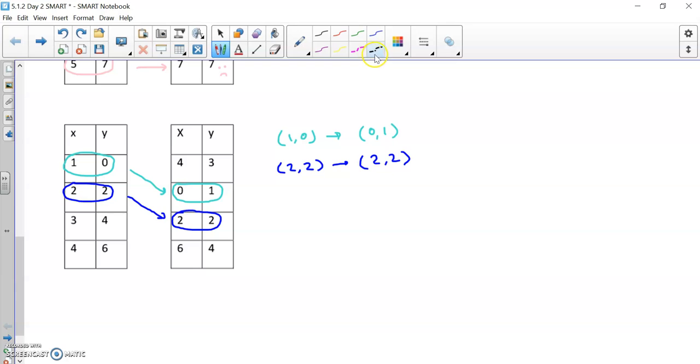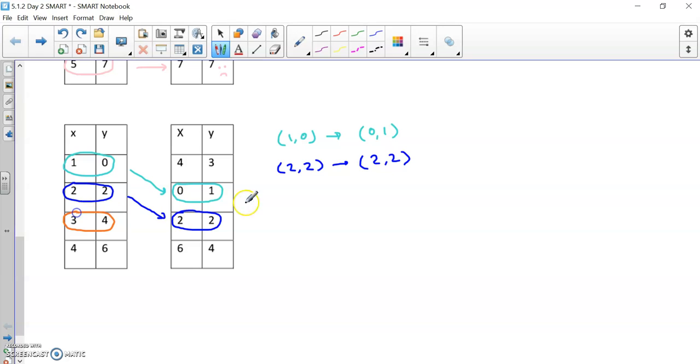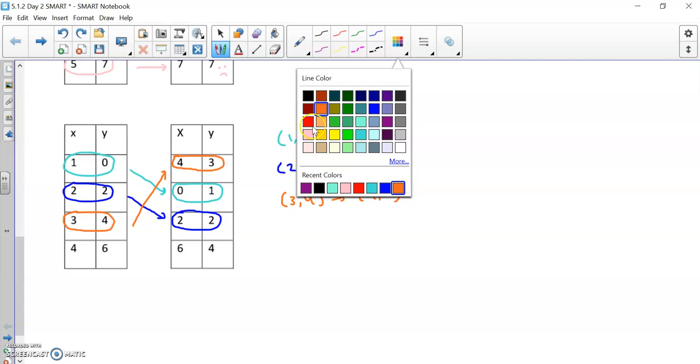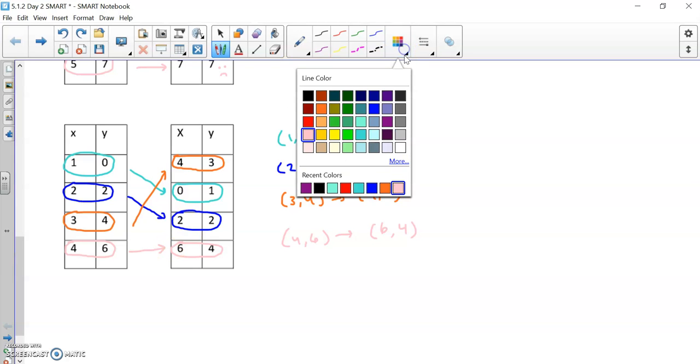Next, I'm trying to follow my color scheme from before. All right, we got a 3, 4. 3, 4 would turn into 4, 3 in the inverse table, and we have a 4, 3 here. Okay, that's good news. And one more point, we have 4, 6 here. 4, 6 should turn into 6, 4, because again, we're just flip-flopping these numbers, and sure enough, here's a 6, 4. And we've used up all of the points on these tables. So these are indeed inverses.